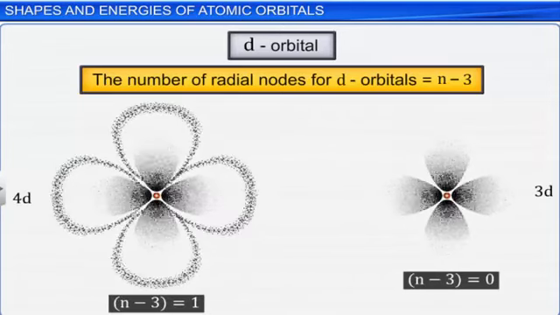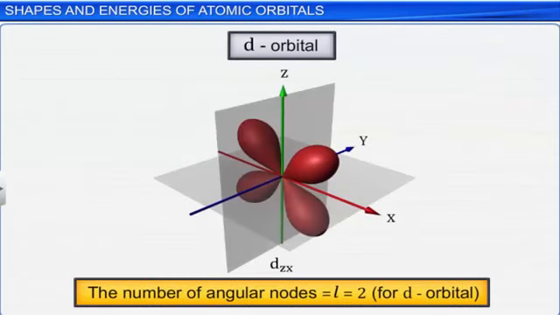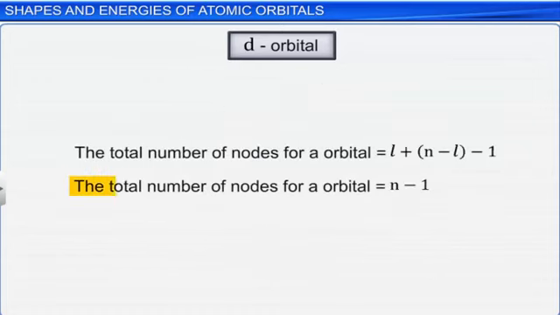On the other hand, the number of angular nodes is equal to the value of l, that is 2. Hence, 2 angular nodes exist for a d orbital. For example, for the dxz orbital, there are 2 nodal planes passing through the origin and bisecting the xz plane containing the y-axis. Note that the total number of nodes for an orbital is given by the expression n-1. The total number of nodes is equal to the sum of angular nodes given by l and radial nodes given by n-l-1 respectively.